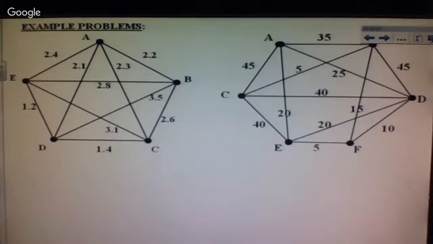Are we done with the one on the left? Yes. Okay. Five. You need this one, this one, and this one, and you should have gotten 6.9.